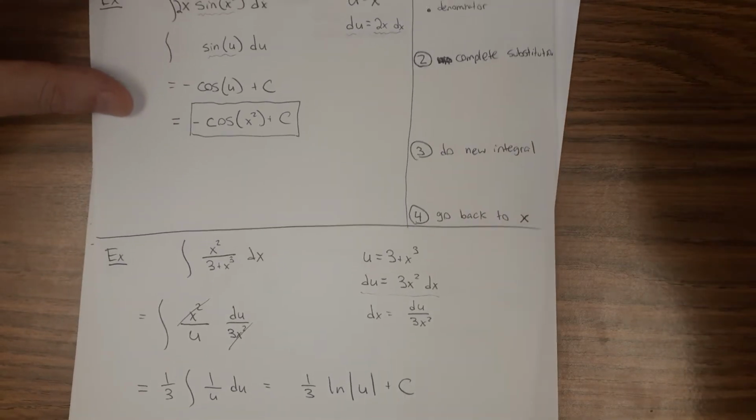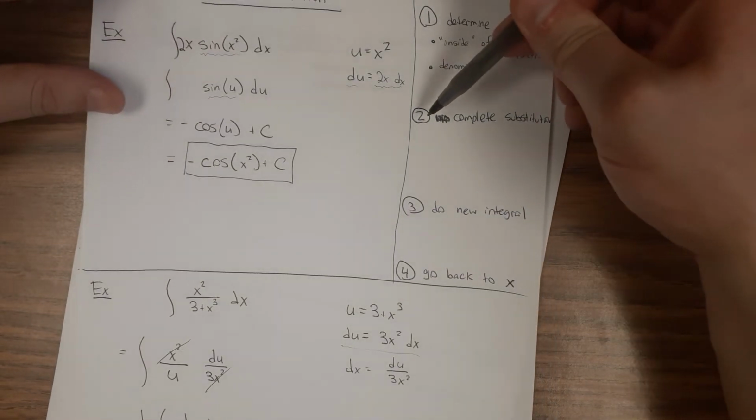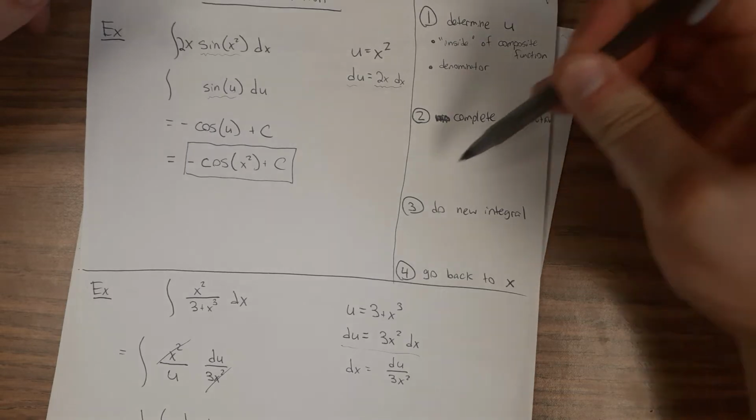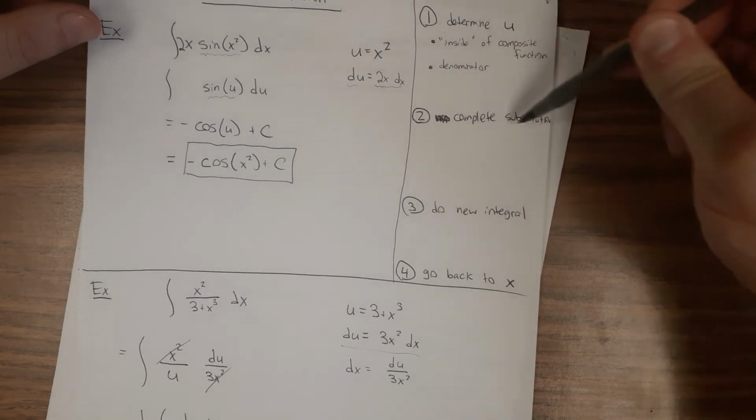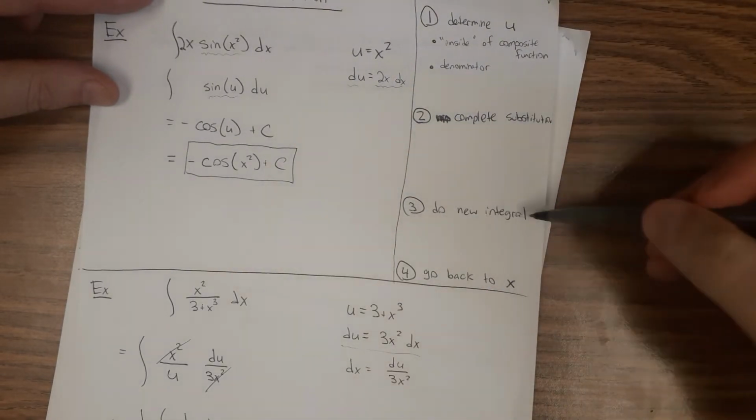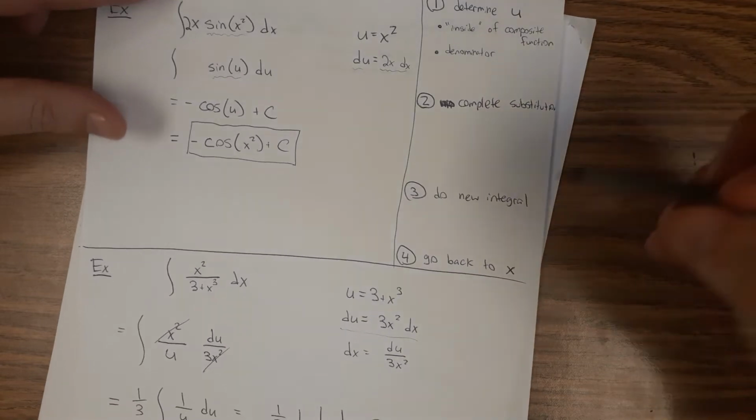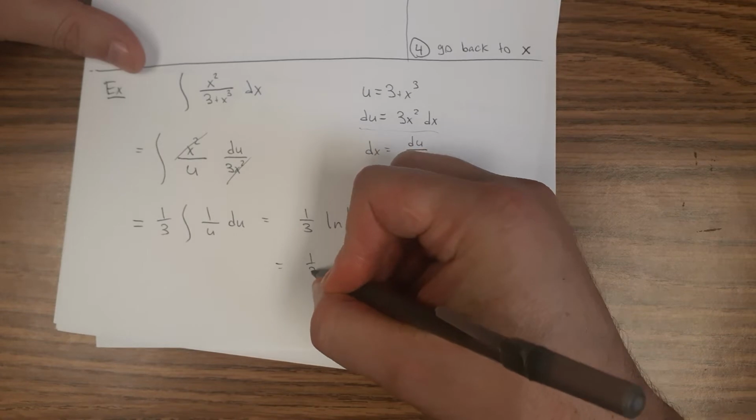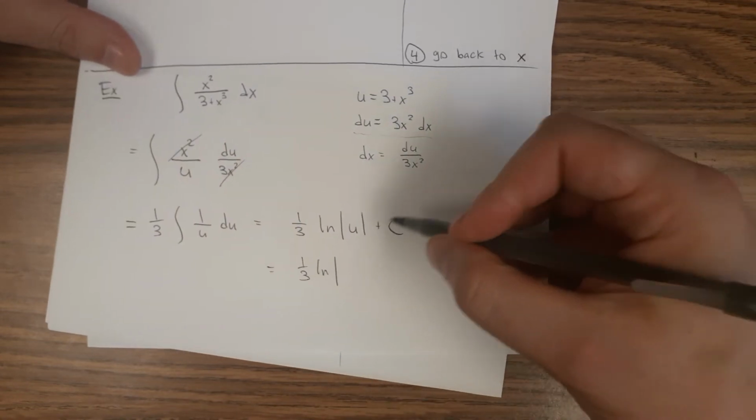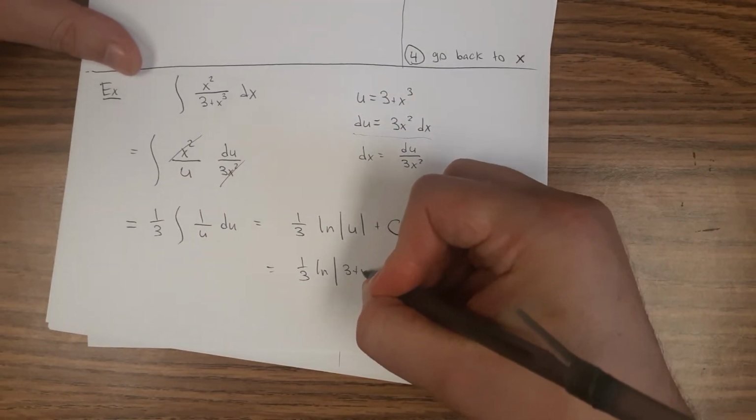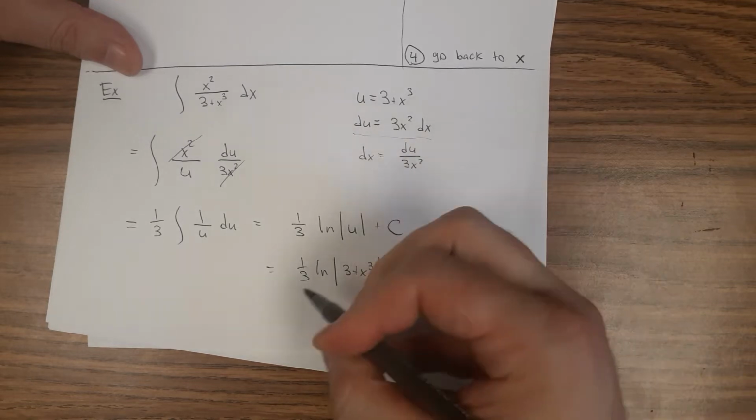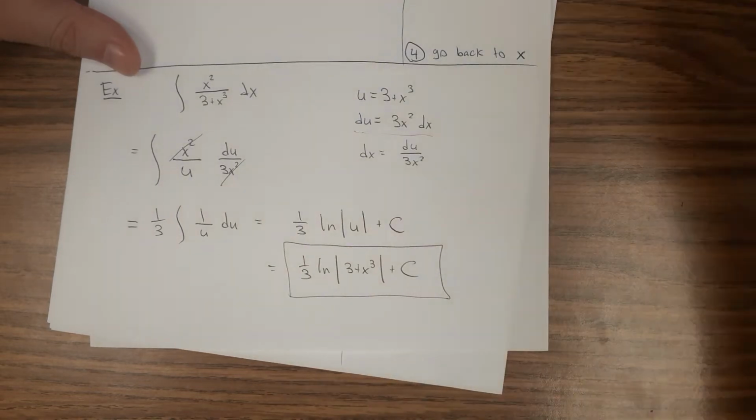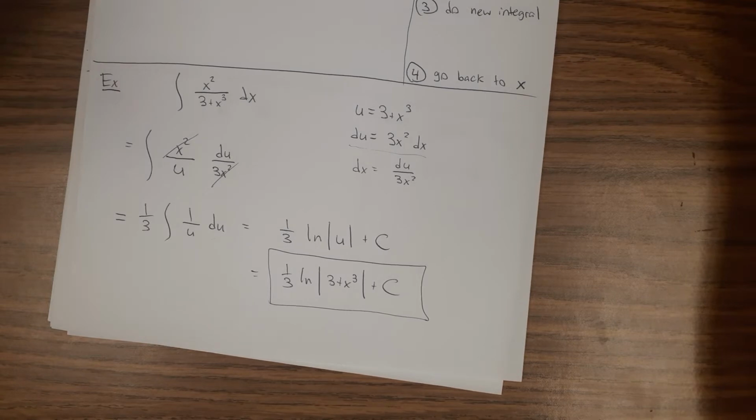And that's okay. I was going through the steps, but I didn't remind you of where we were. We completed the substitution, and just now we did the new integral. Now I just have to go back to x. So finally, I'm just going to replace this u with 3 plus x cubed, because that's what it was. All right.